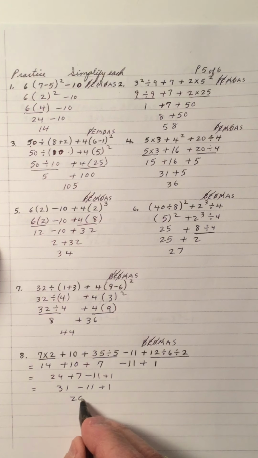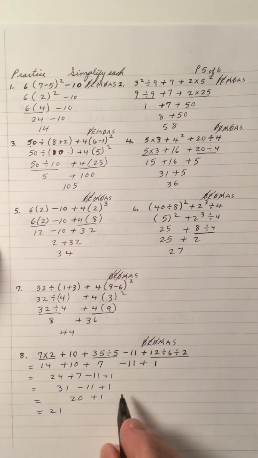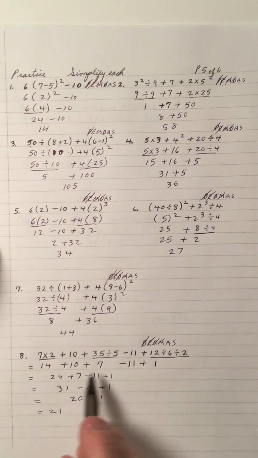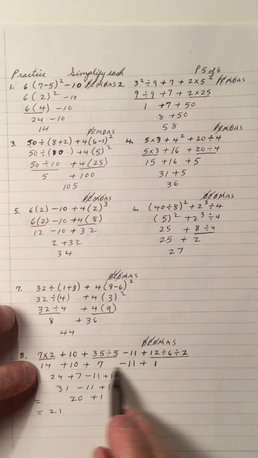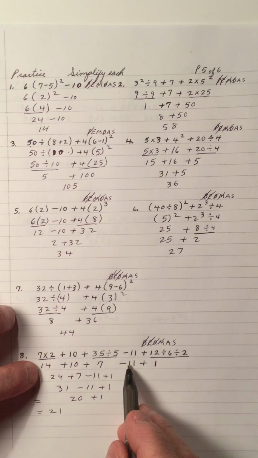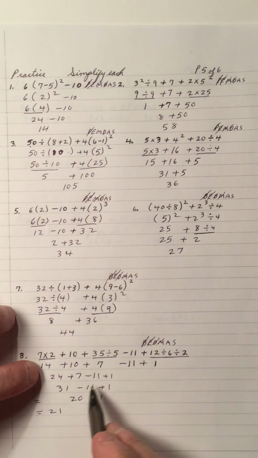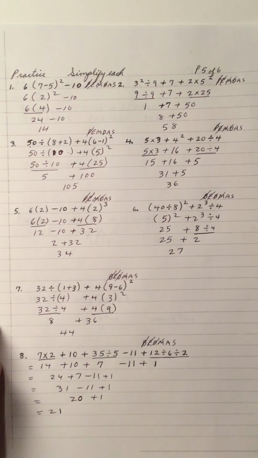And then there's a 20. And that's a 21. So I went from left to right. But if I notice there's nothing left on the addition and subtraction, I could go 24, add on 7 is 31, 31 minus 11. But to make sure, if you do one step at a time, you're okay.